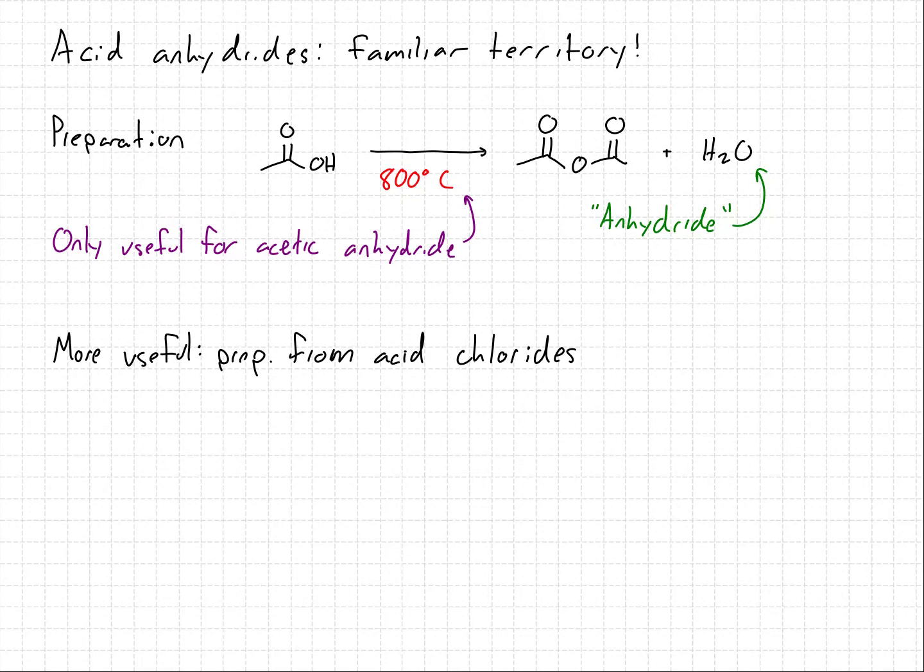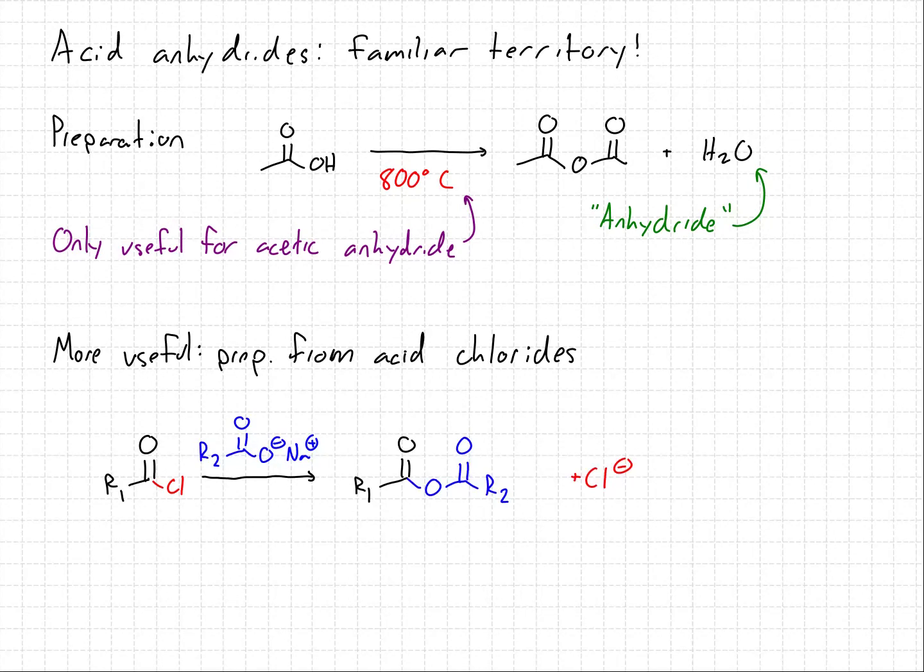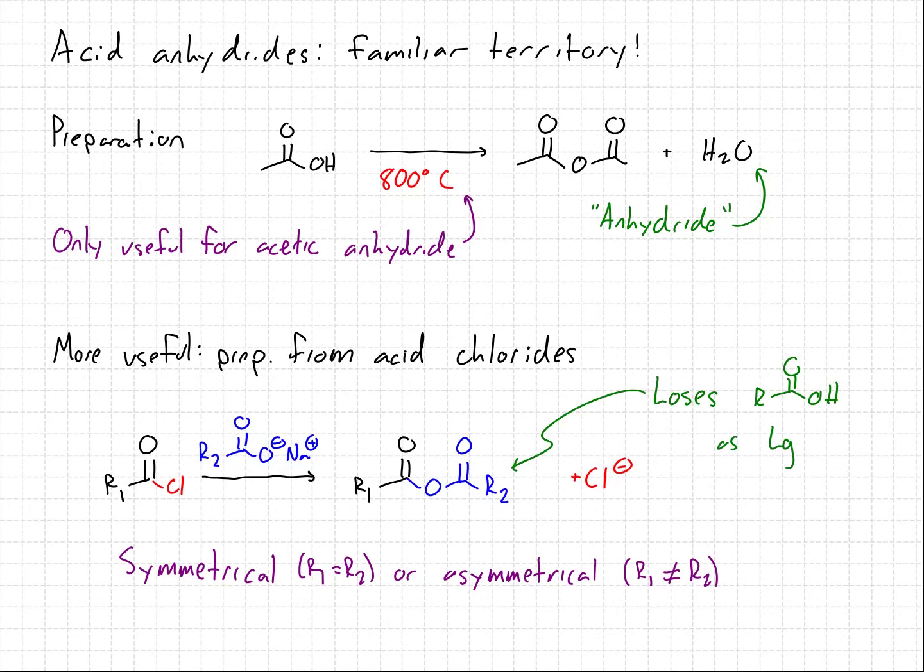If we wanted to make anhydrides in the lab, the more useful way would be to prepare them from acid chlorides. So the way we do this is we take an acid chloride, treat it with a carboxylate salt as a nucleophile, and form the anhydride, kicking out chloride as the leaving group. This is a way to make both symmetrical anhydrides, where R1 equals R2, or asymmetrical, which are also known as mixed anhydrides, where R1 and R2 are different.